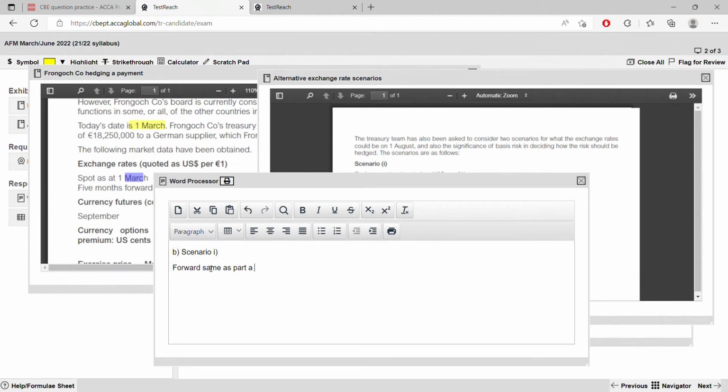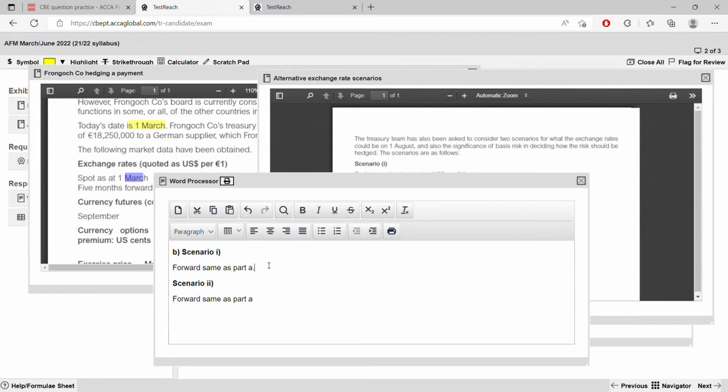Even for scenario 2, forward will remain the same. No impact in the forward. Okay, forward same as part A. You can just copy paste it like this without wasting time writing again. Make sure that this is bold.